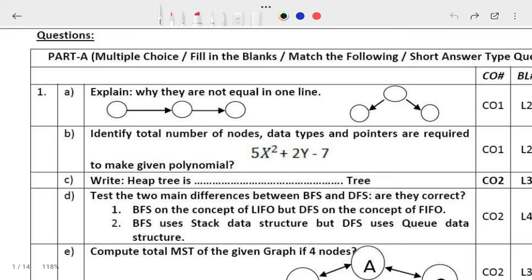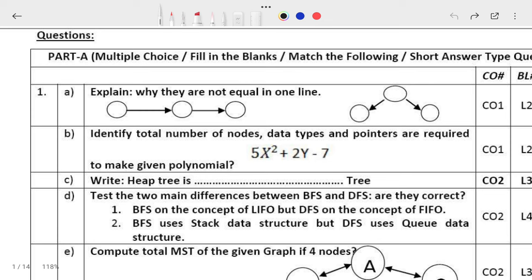Hello friends, today this is a very important lecture. Today we will solve all the CAT 1 problems and try to finish this in minimum time, and we will also show you how to write the questions during the exam.